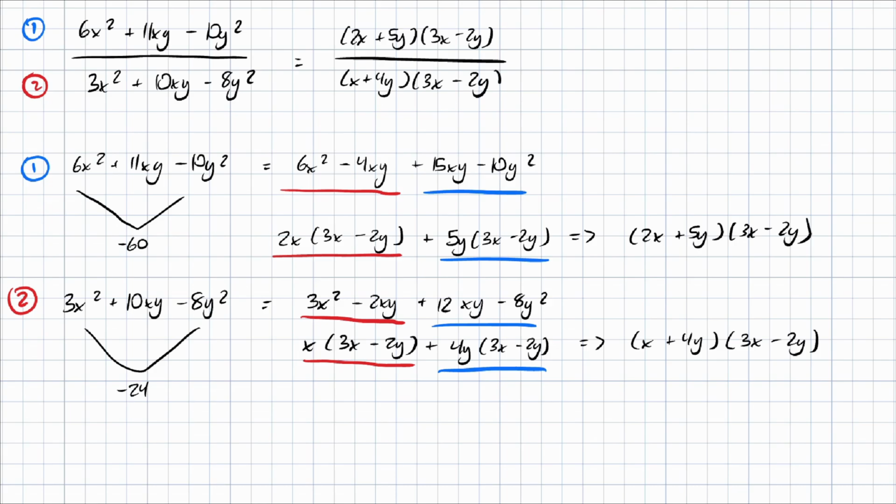Okay, you can see that this term and this term can cancel, and my final answer is 2x plus 5y over x plus 4y. I cannot group these terms any further. There's nothing else to cancel, and that would be my final answer. All right, number 4.